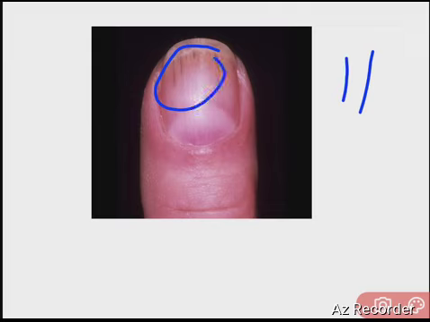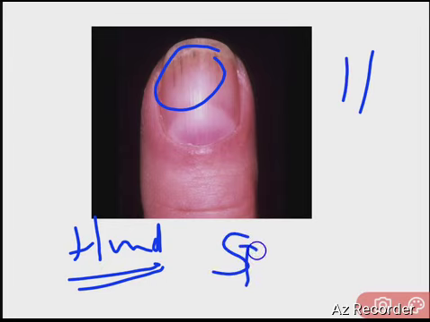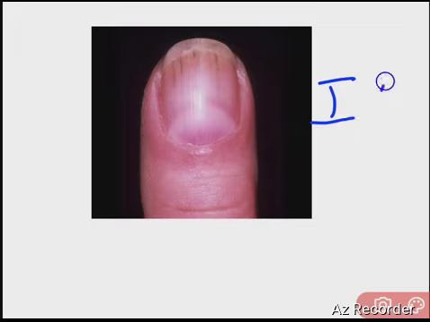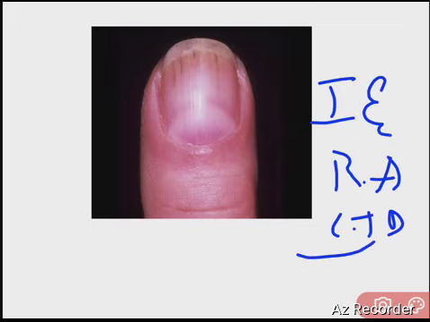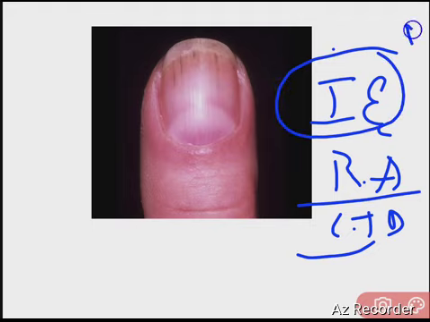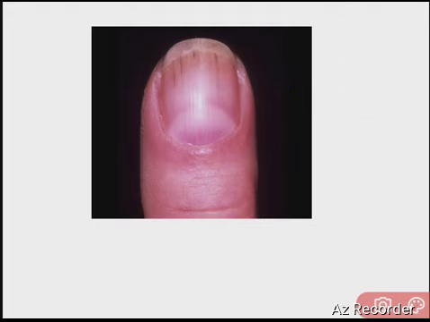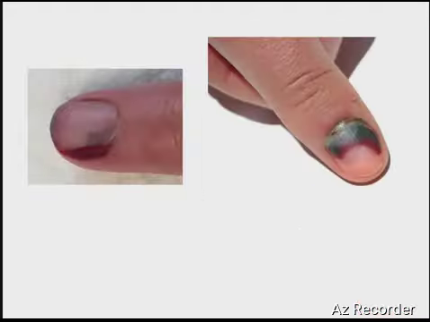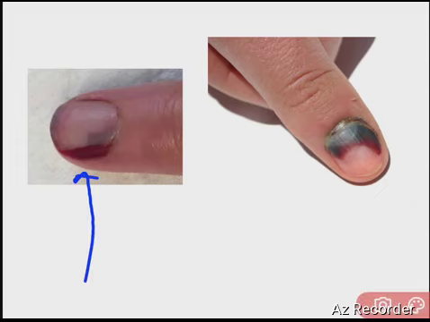Here there are brownish vertical lines in the nail plate. This is a hemorrhage under the nail plate. This is called splinter hemorrhages, which are typically seen in infective endocarditis, rheumatoid arthritis and connective tissue disorders. Remember, important: infective endocarditis. Splinter hemorrhages are seen in infective endocarditis.